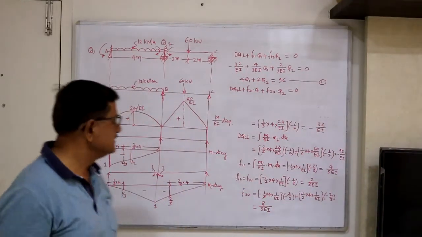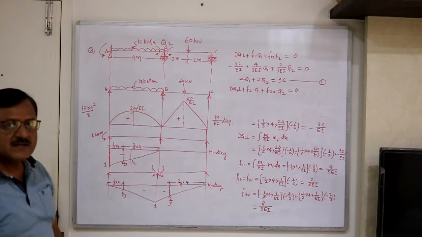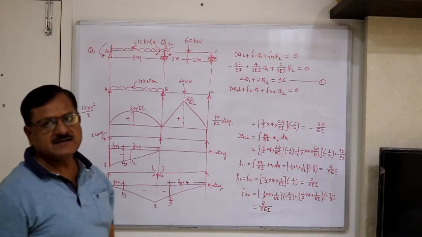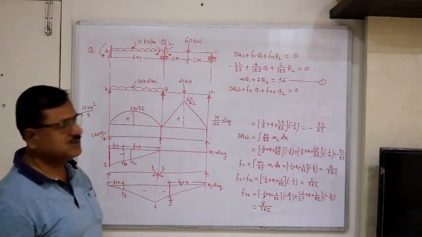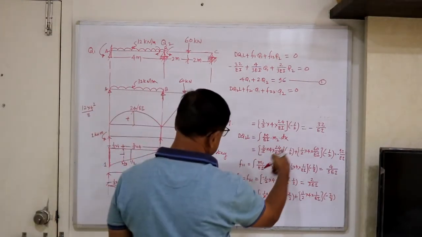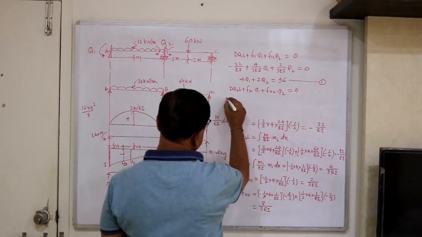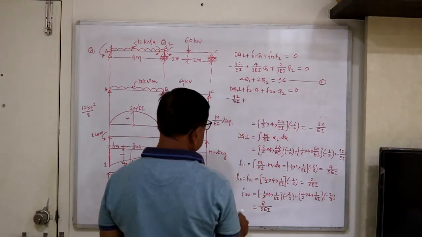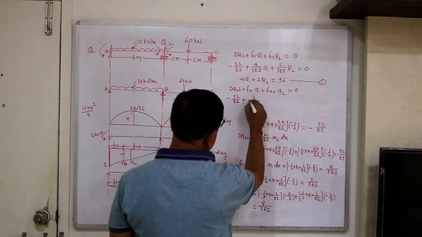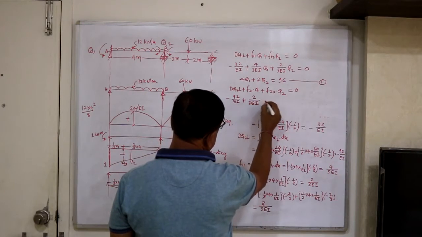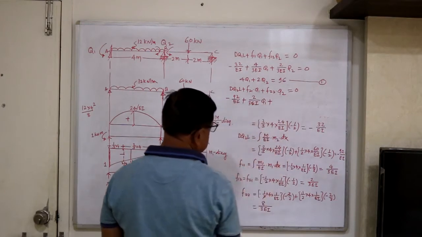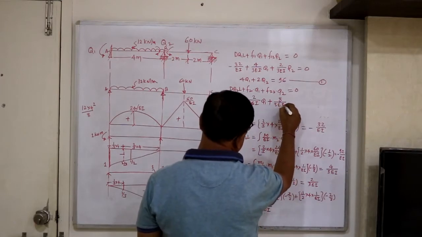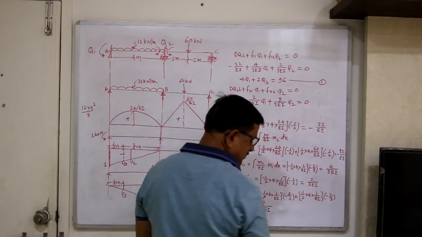Let's continue the same problem. Let's write down the second compatibility condition. Substitute the values here. So this is minus 92 upon EI plus F21 is 2 upon 3 EI Q1 plus F22 8 upon 3 EI Q2 equal to 0.